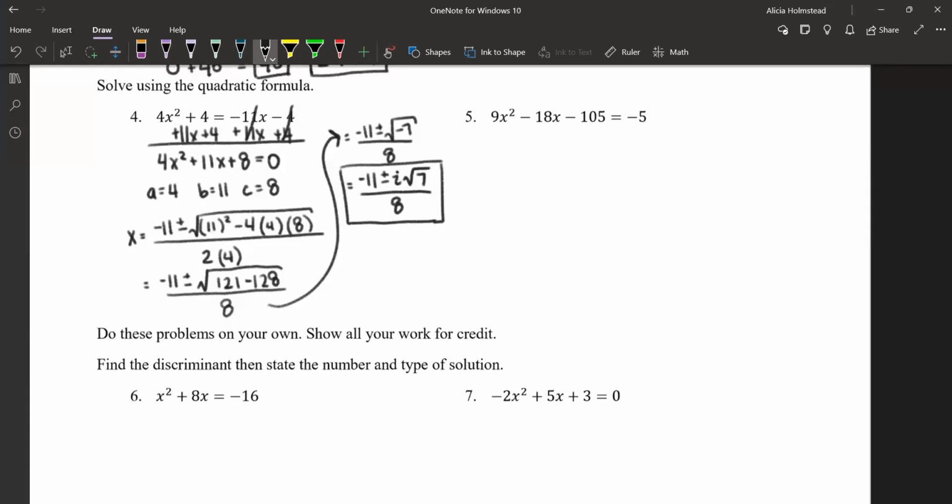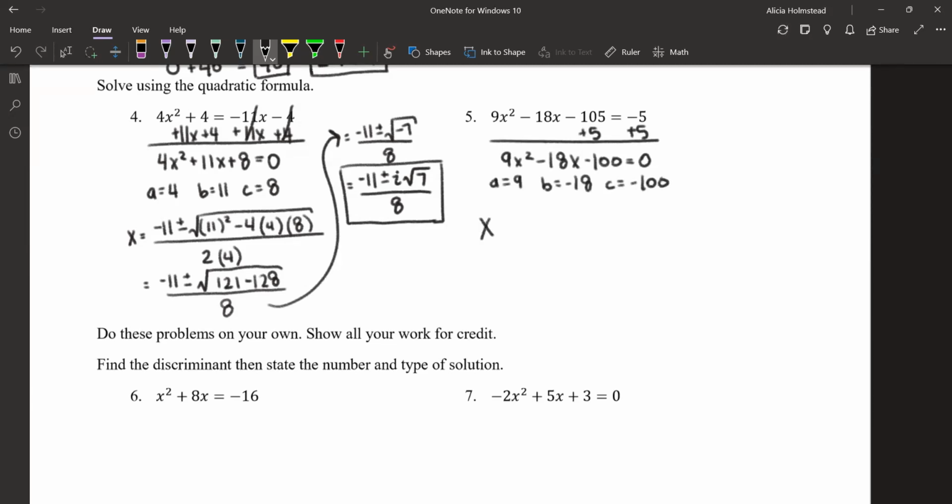All right, one more example for this video. So first thing we got to do is get it in standard form, equal to 0. So we'll move the 5 to the other side. So you have 9x squared minus 18x minus 100 equals 0. Now we can find a, b, and c. a will be 9, b is negative 18, and c is negative 100.